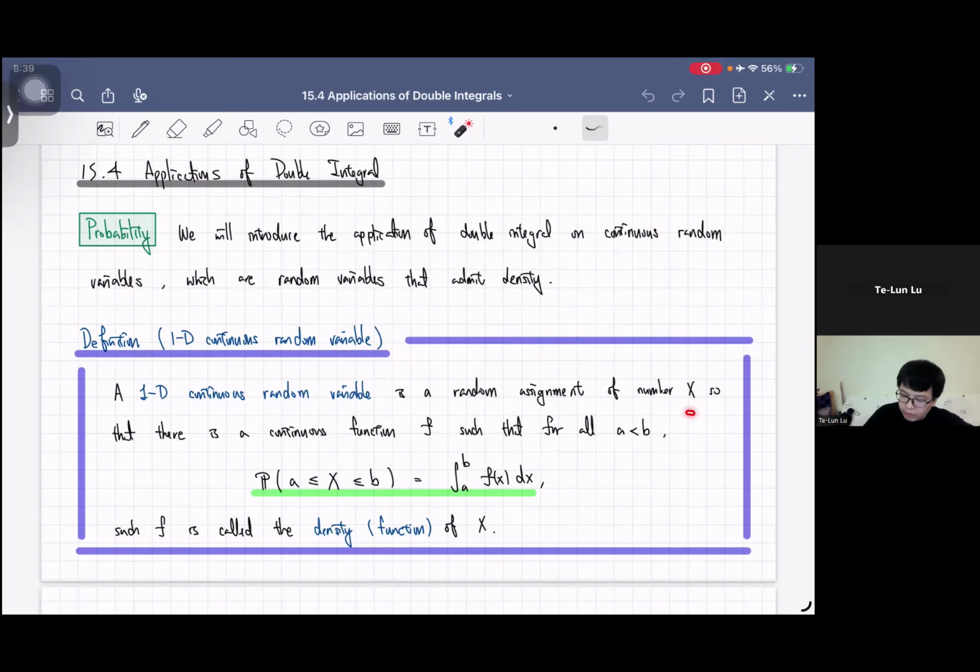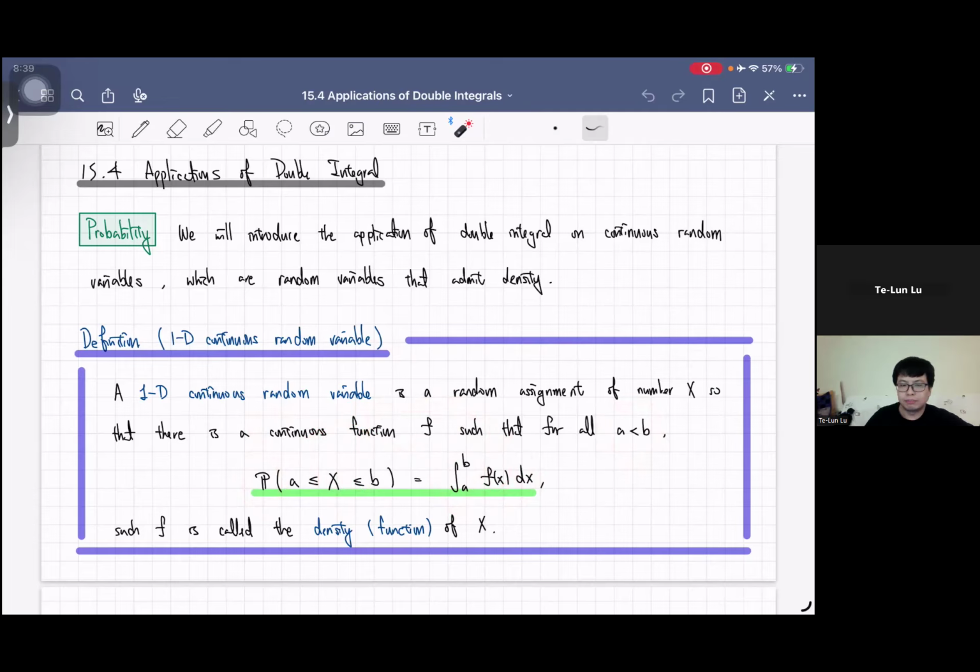And we call the random variable x a continuous random variable if there is a continuous function f such that for every number a less than b, we always have the following formula. The probability of the number being within a and b is given by this integral, f of x integrating from a to b. And in particular, this f will be called the density function of x.